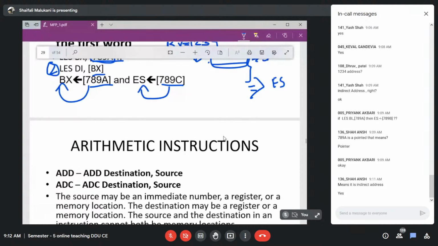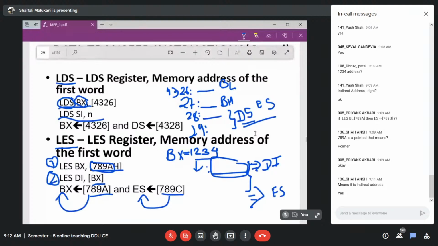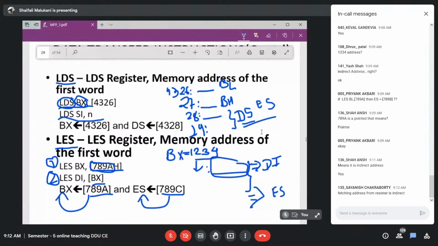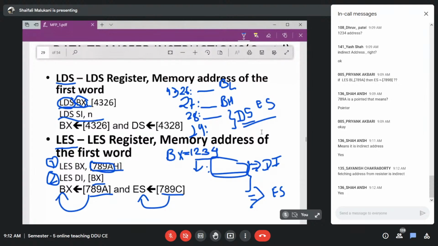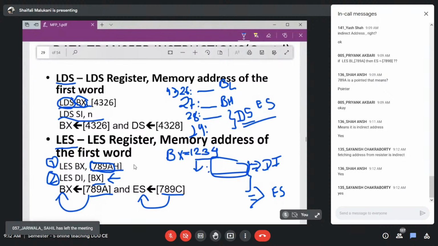Is it clear, Ansh? Now, should I move on, or do you have a doubt? If you have a doubt, we can clear it, but I hope it is clear to you. Is it clear? So fetching address from a register is indirect. That is, this one is indirect. Okay.